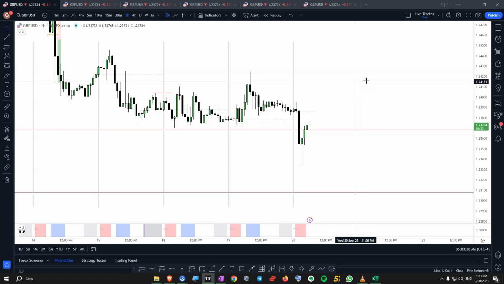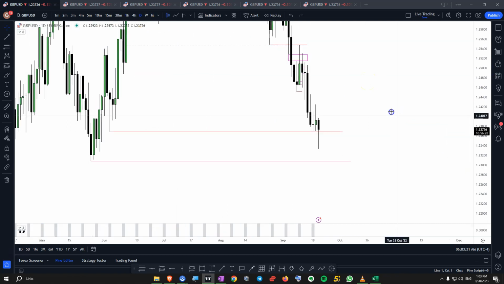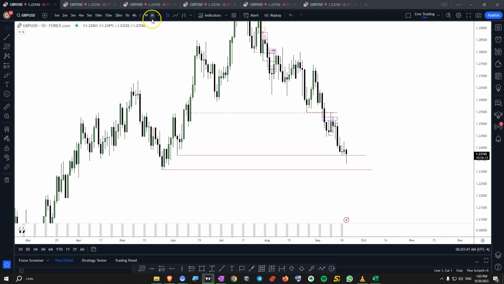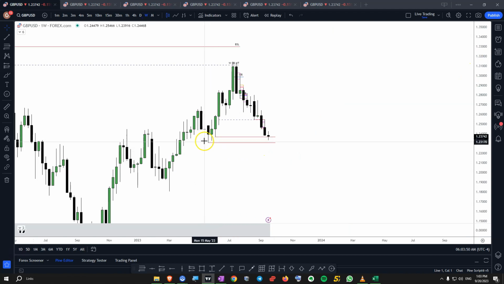So here we have the pound dollar. If you go on the daily chart, we have the sell side liquidity target that has just been touched today. Price traded right through it. Here we have the next sell side liquidity target, and this is the main one. If you go on the weekly chart, you can see it right here. There's a lot of liquidity here.